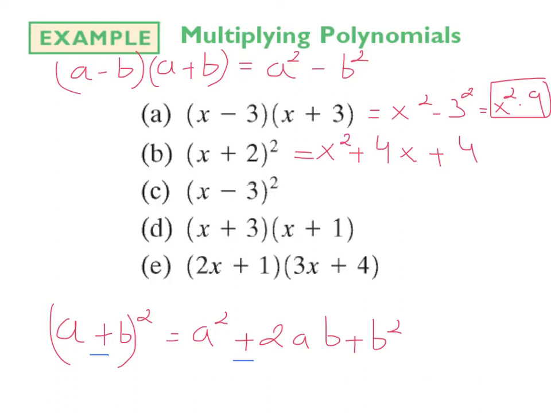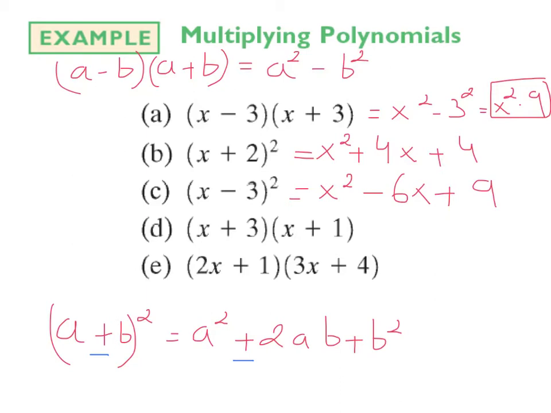The same thing here. We have x minus 3 squared. It's going to be x squared minus 2x times 3, which is 6x, plus 3 squared, which is 9. Right? That's how it works.